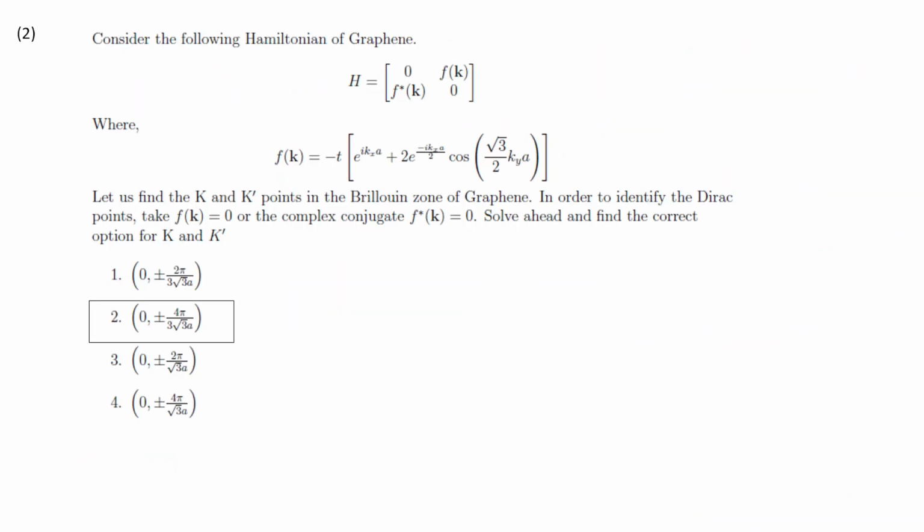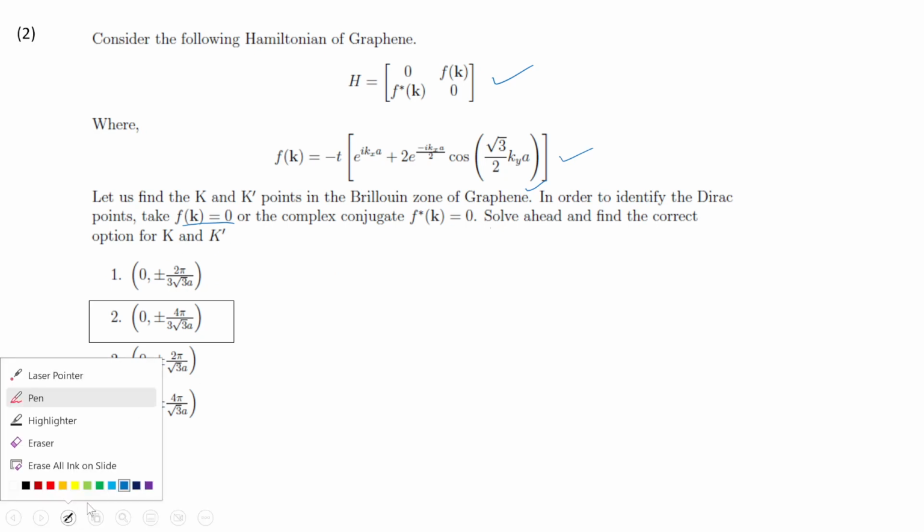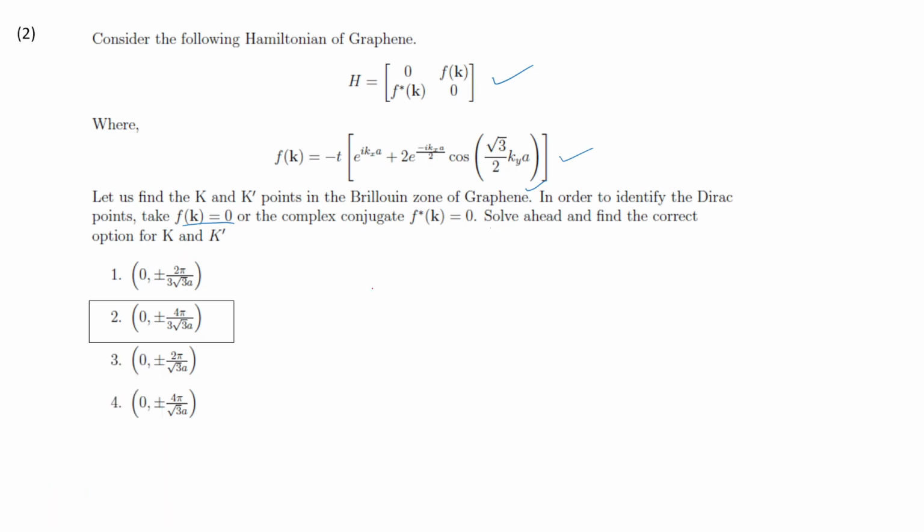Now we go to the next question. What has been given is the Hamiltonian of graphene and f of k. Let us find the K and K prime points of the Brillouin zone of graphene. How do we find that? In order to identify the Dirac points, we take f of k equal to 0, or the complex conjugate equal to 0. So solve ahead and find the correct option for K and K prime. Everything has been given, we just have to solve and find the results.